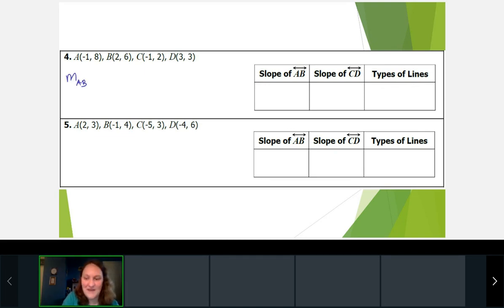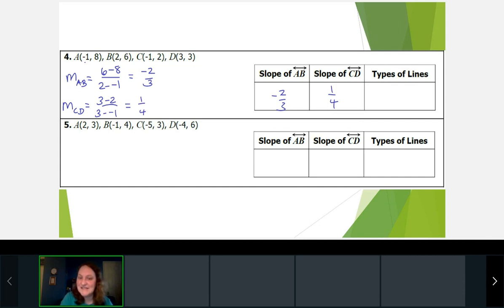We're going to find the slope of AB and the slope of CD. And if you want to graph them and find the slope, that's perfectly fine. So for AB, we're going to have the y values subtracted in the top and the x values subtracted in the bottom. So the slope is negative 2/3. Wonderful. Good job, Haley. And then for CD, subtract your y values in the top and your x values in the bottom. 1/4. Notice that those are not the same and they're not opposite reciprocals. So this would be a classic example of neither.